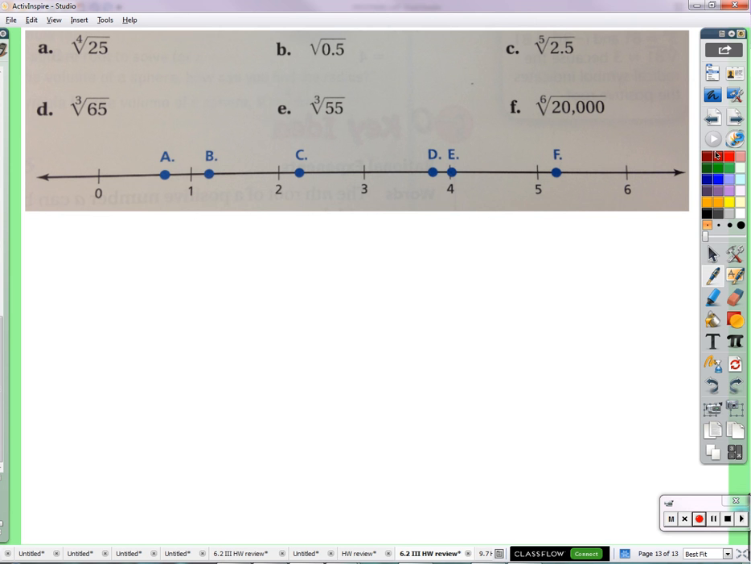Estimation is a really, really handy skill to have. Knowing what you know now about these different roots, resist the urge to start packing up and making class go longer because you're making noise. Okay? Let's start with the fourth root of 25.